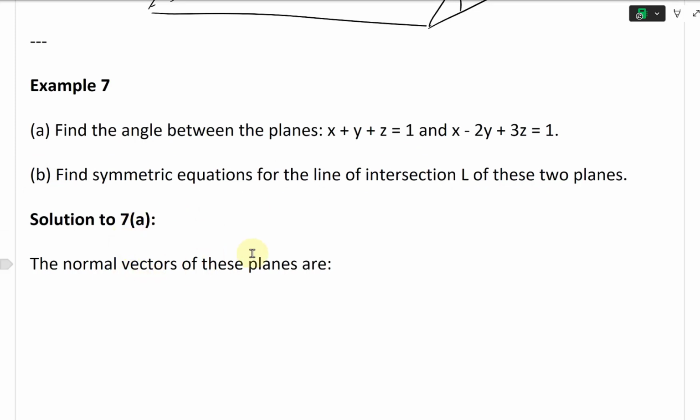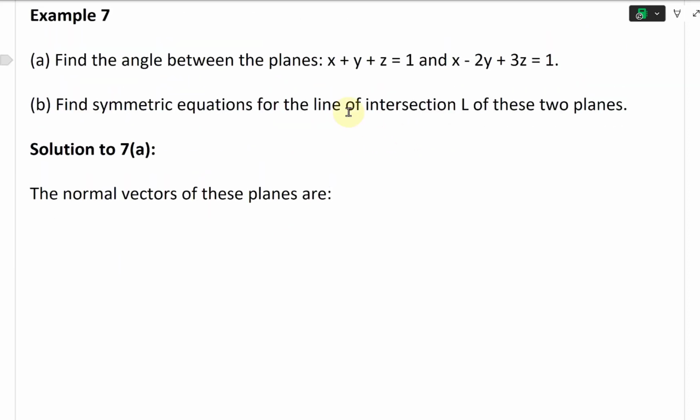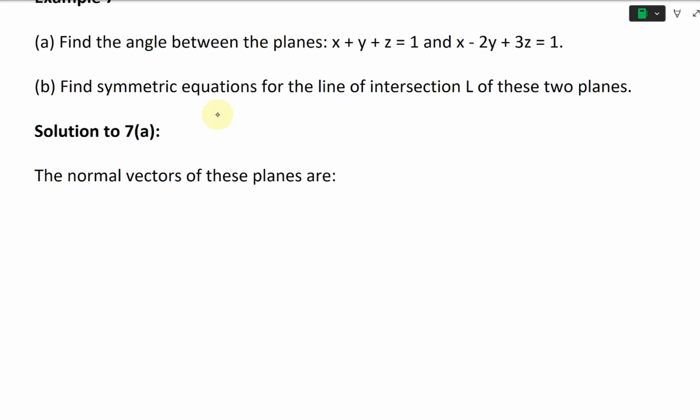So the solution to 7a. The normal vectors of these planes are, and again, the normal vector is going to be whatever coefficients are in front of the x, y, z variables. The first one, x + y + z, is just going to be 1, 1, 1. So n1 is equal to the components 1, 1, 1. And then n2 is going to be 1, negative 2, and 3. Like that. Alright, so that is what we have.